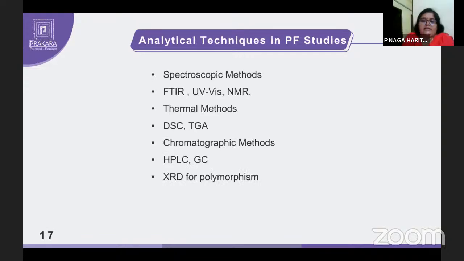Several analytical techniques are used to support the pre-formulation studies and also understand the properties of the drug candidates. The first one is the spectroscopic methods. In this, we have FTIR and UV-visible spectroscopy. FTIR mainly identifies the functional groups and drug-excipient interactions. The UV method we use to measure the drug concentration and solubility in solutions. And NMR is also used for such conditions.